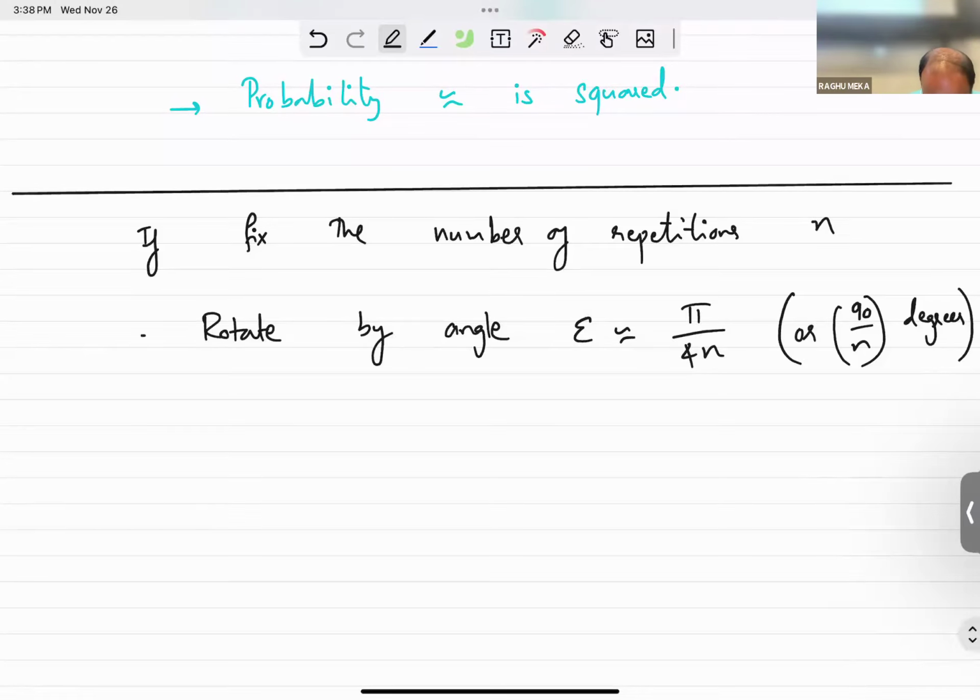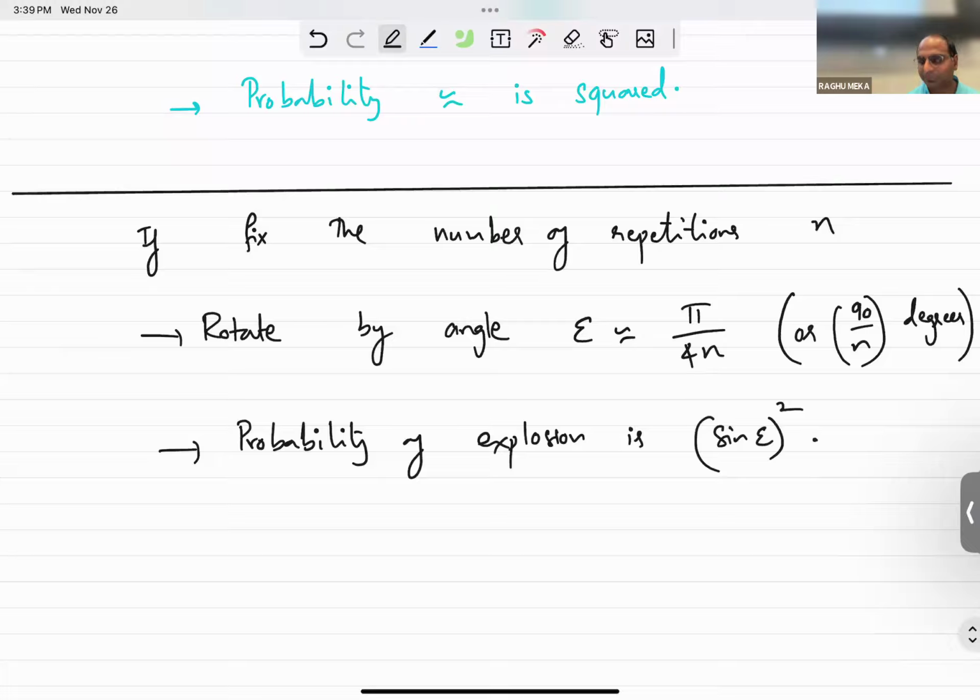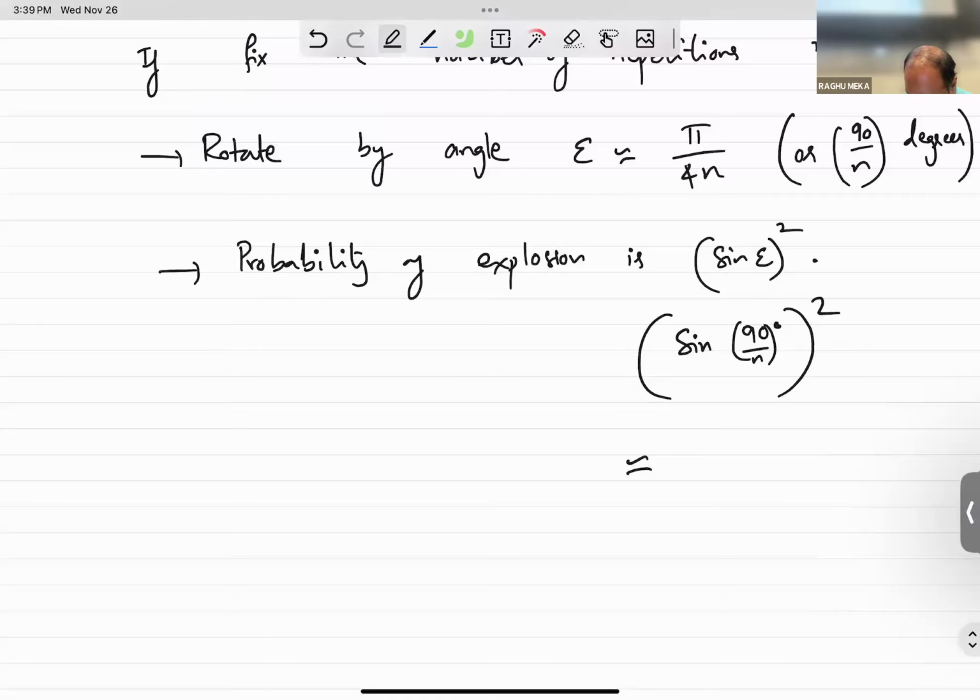And the win comes from the fact that the probability of explosion is sine of epsilon whole square. So this is sine of 90 over n degrees whole square. Which you can compute, and it turns out to be some constant over n squared. So this is the square that's giving us the advantage. If it was not a square, but somehow it was like absolute alpha plus absolute beta, you would not get this.